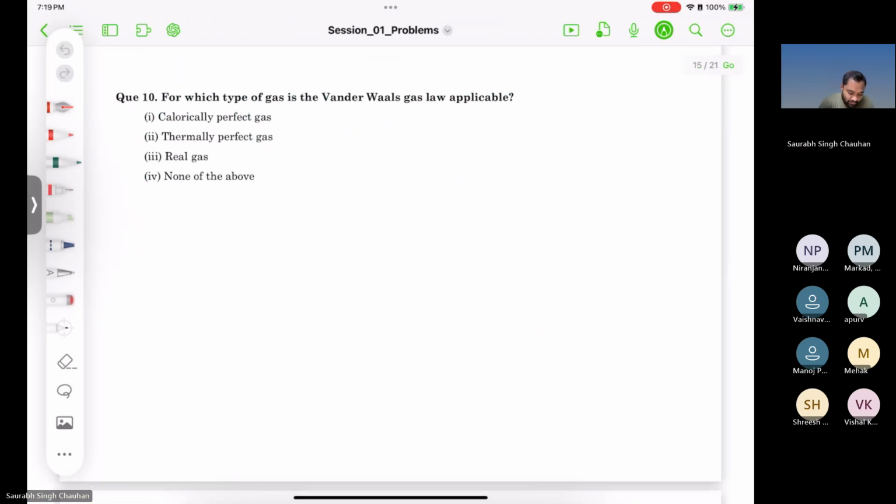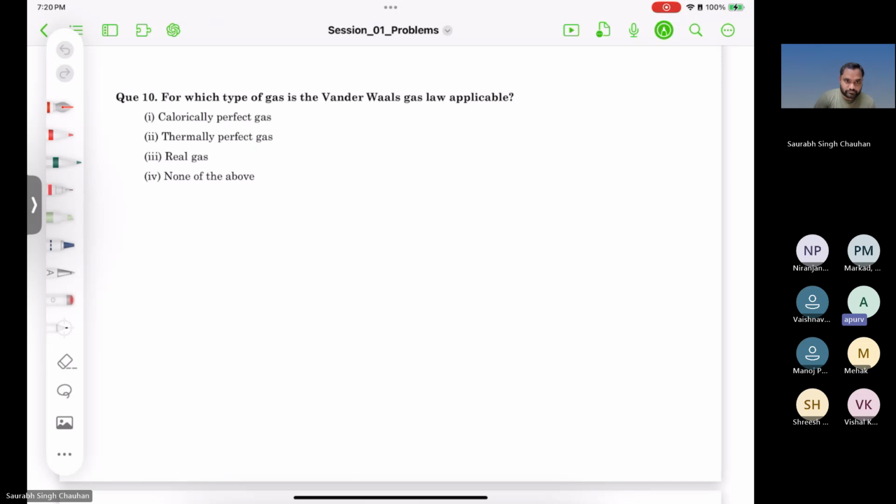Question number 10. For which type of gas is the van der Waals gas law applicable? Calorically perfect gas, thermally perfect gas, real gas, none of the above. So van der Waals gas law, as we discussed, is for real gases, right? Calorically perfect gas and thermally perfect gas follow the ideal gas law. And for real gases, the ideal gas law is modified, and the modified version is van der Waals gas law. Okay, but this van der Waals gas law can also be applied for ideal gas, right?